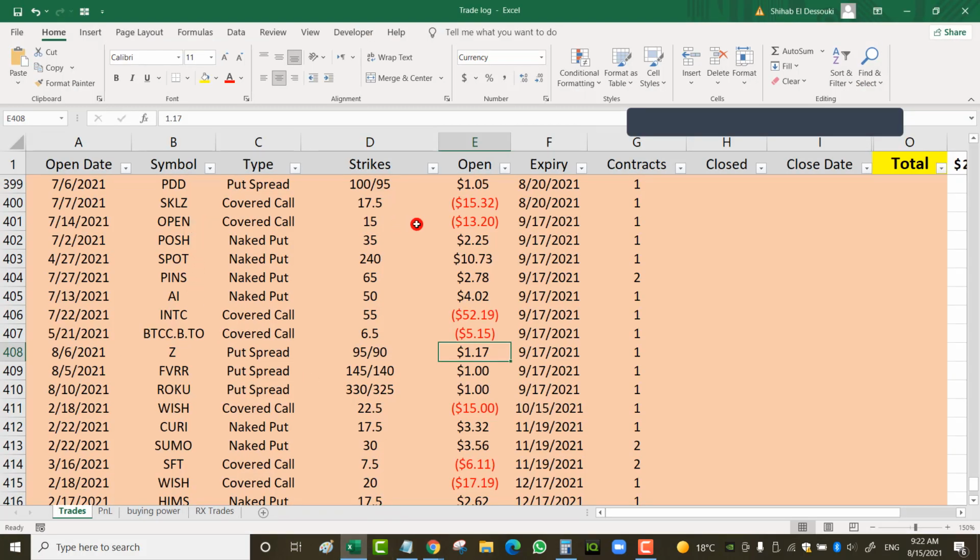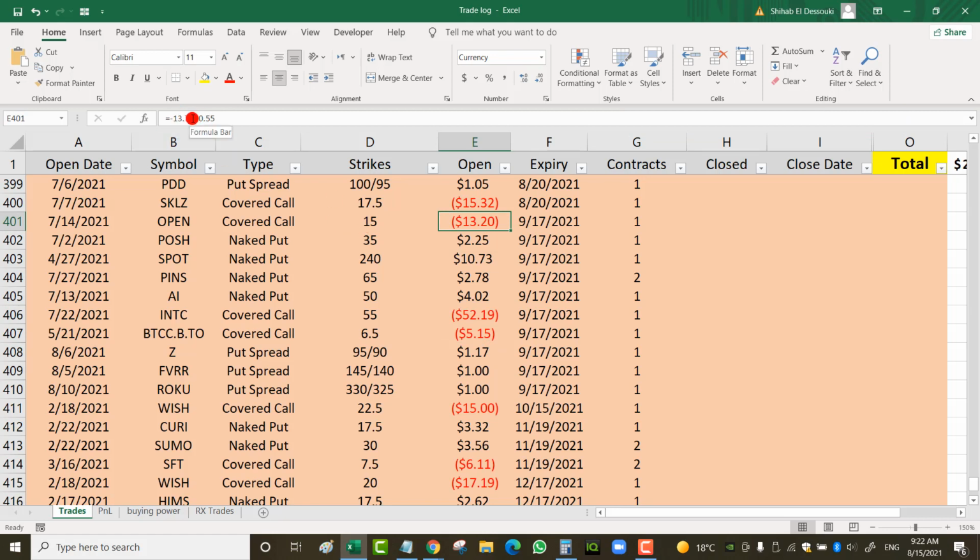So if we go to open here, my initial entry was $13.75 on a 15 strike, so I initially collected $1.25. After earnings, I had really good earnings. I had a chance to close the entire covered call for 15, so then I confirm my $1.25 profit.